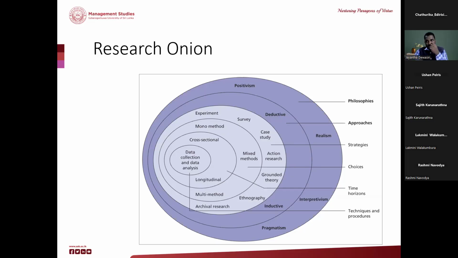So the next layer in the research onion is for the research approaches. Here you can see deductive and inductive approaches. Induction is a theory building approach. Induction is in relation to the qualitative approach, and there is exploration needed for induction. Remember that. Inductive research basically comes from the interpretivism paradigm.